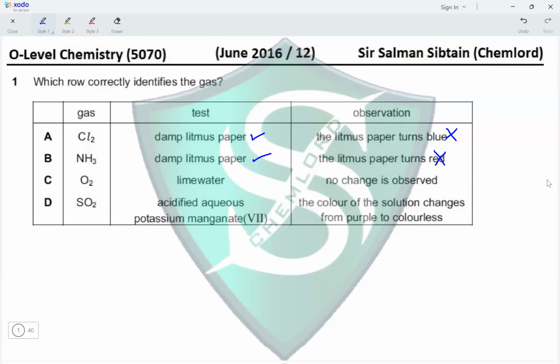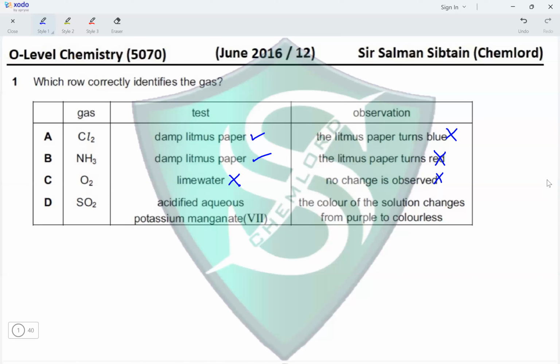Next is oxygen. The test for oxygen is lime water. No, this is not the test for oxygen. And the observation is no changes observed. So since the test is incorrect, the observation would be incorrect as well. The test for oxygen is that it relights a glowing splint.